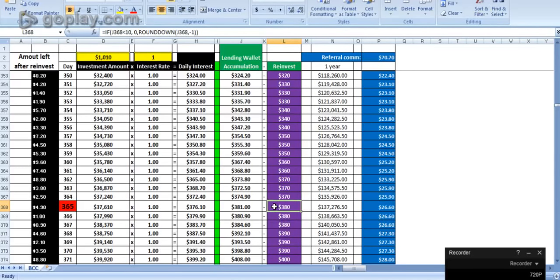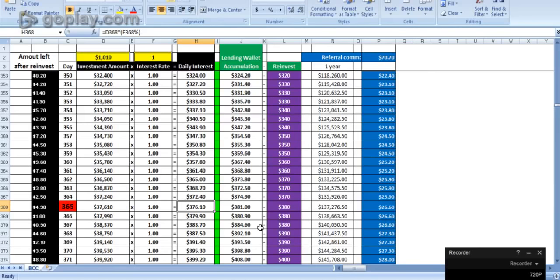Now, this might be where you just stop. Maybe this is enough for you. I don't know what your goals are, but $376 every day, you're talking an extra $135,000, give or take, extra money every year.